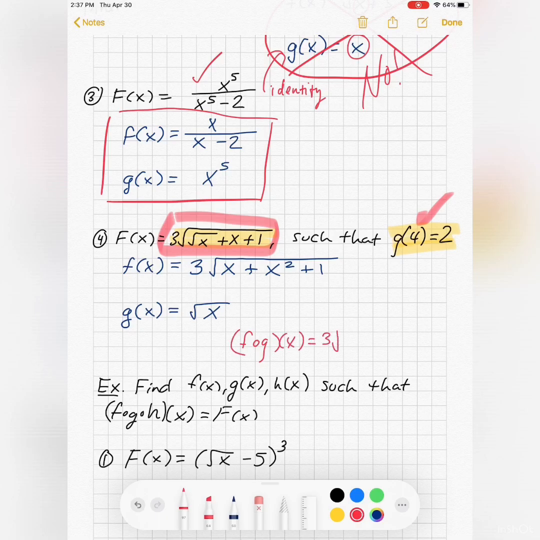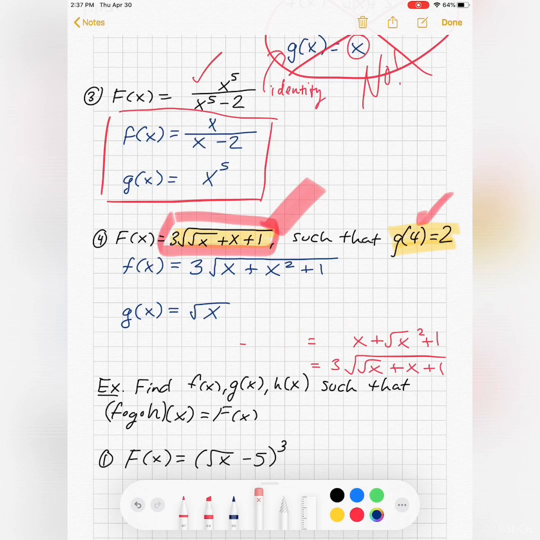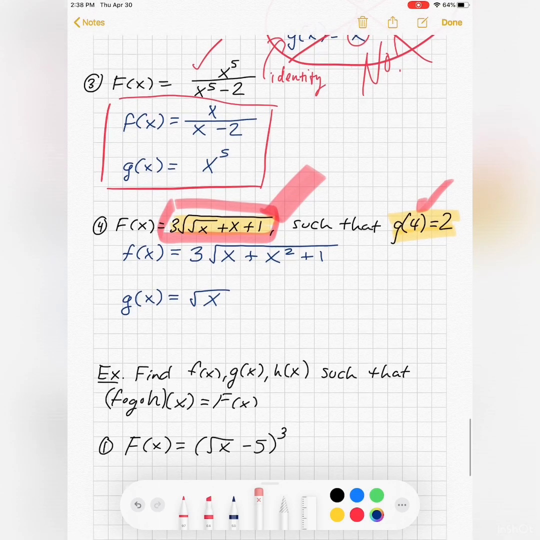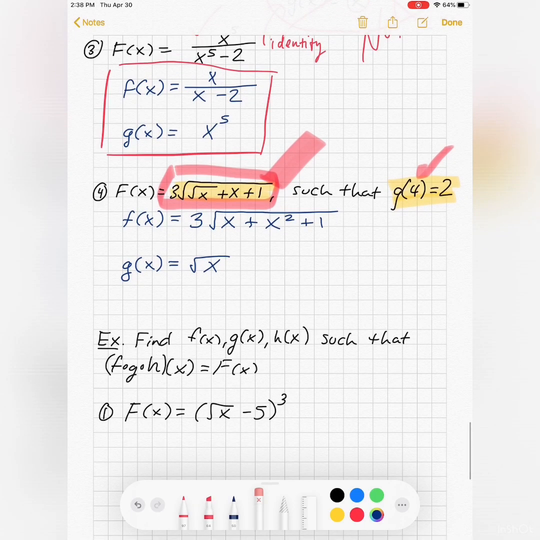F of g would be 3. Then you'd replace x with root x. You'd have root x squared. That'd be 3 root of root x plus 1. Oh, look at that. I got it. So again, you kind of just have to try things with these until you get something that works. I need to box these.